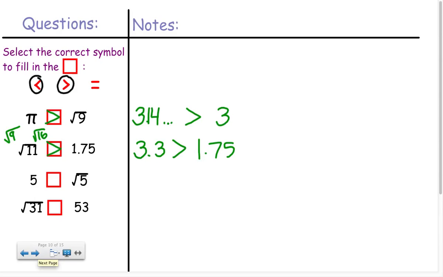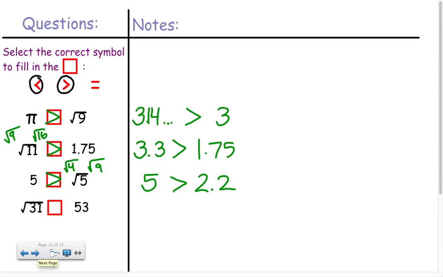Square root of 5, the two nice square roots on both sides are 4 and 9. 5 is closer to 4, so it's going to be closer to 2 than it is to 3. So I've got square root of 5 and we'll say 2.2. 5 is greater than 2.2. Lots of greater than so far.